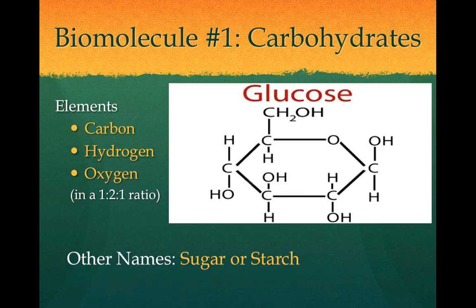Other names, right under the elements block in your table, you have a spot for other names. The other names are sugars or starches. This is what we would call them if we were just talking about it to another person in a non-science class. You would just say, like, hey, this has a lot of sugar, these potatoes are really starchy. You wouldn't generally say, these have lots of carbs, or these have lots of glucose or amylose or something like that. So we would use sugar or starch.